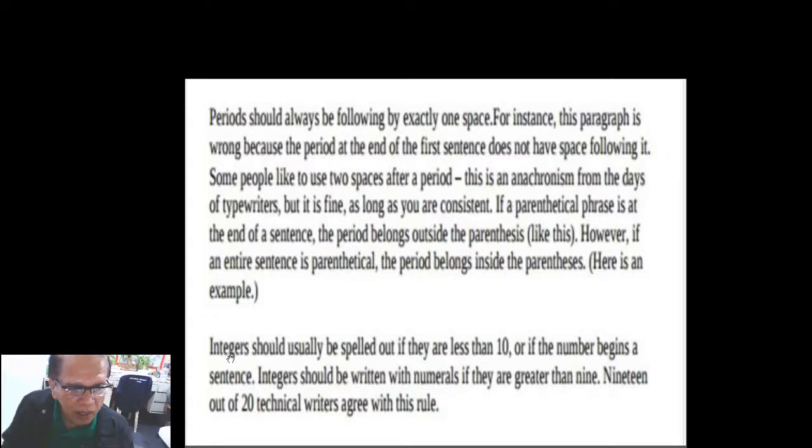Okay? Integers should usually be spelled out if they are less than 10 or if the number begins a sentence. No? Integers should be written with numerals if they are greater than 9. No? So, for example, nineteen out of 20 technical writers agree with this rule. So, yan, 19 in words. And then, pwede nang 20 in numbers na. Okay? So, yun ang ibig niyang sabihin. Huwag kang magsimula na number na kagad itong 19.